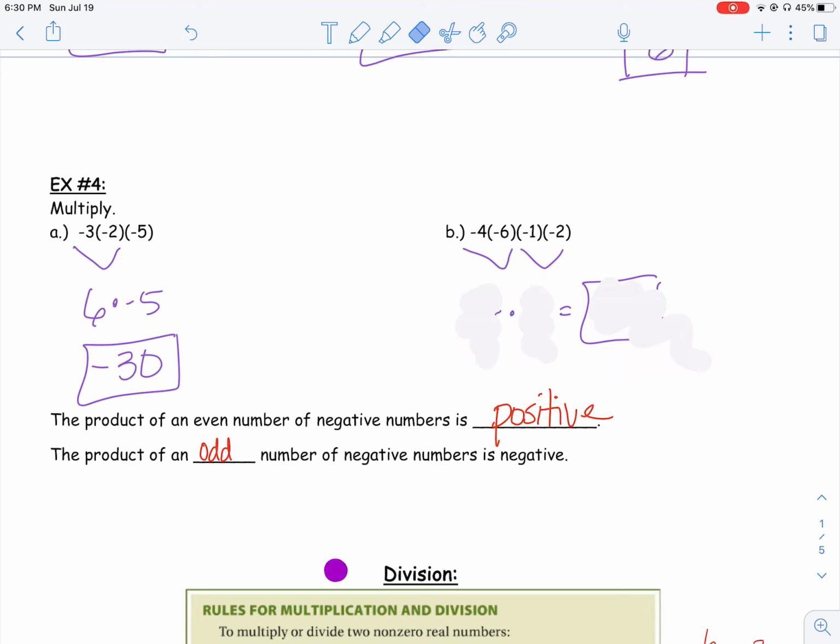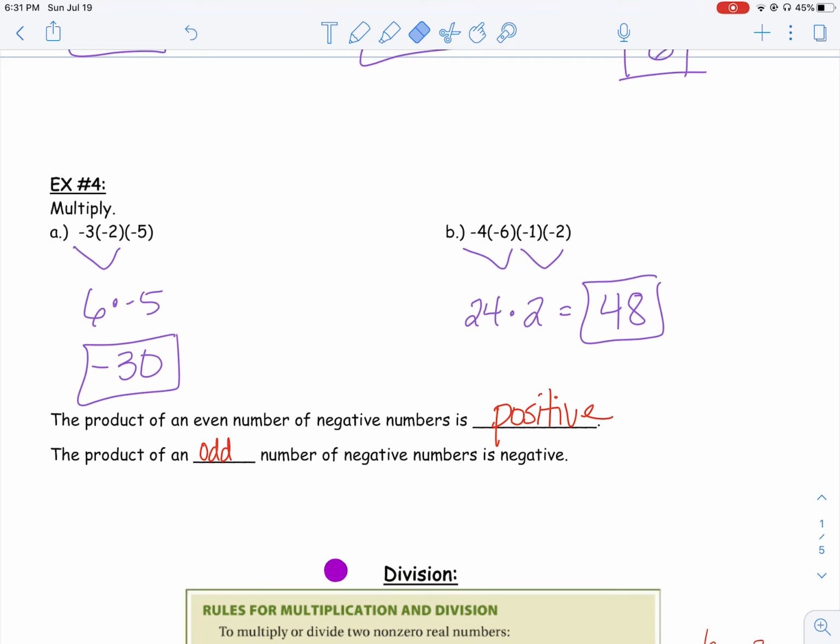So on B, I noticed that I had 4 negative numbers being multiplied. What do you think my answer is going to turn out to be? Well, if I group the first two, negative 4 times negative 6 gives me a positive 24. And if I group the second two, negative 1 times negative 2 gives me a positive 2. And then if I want to multiply those two positive numbers together, 24 times 2, I end up getting positive 48.